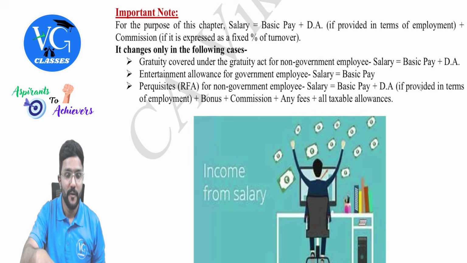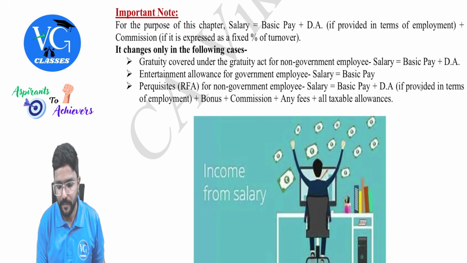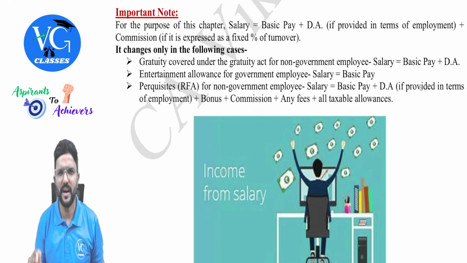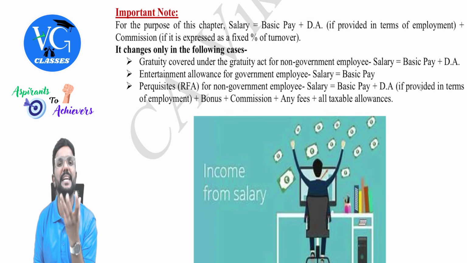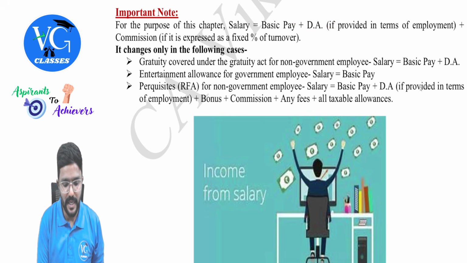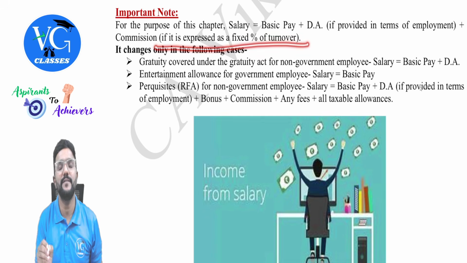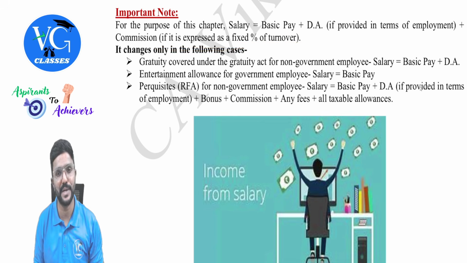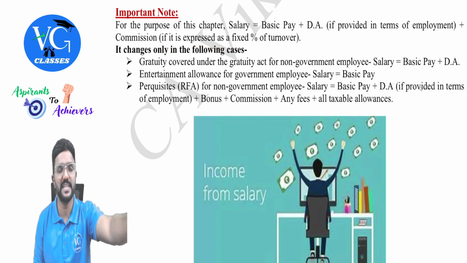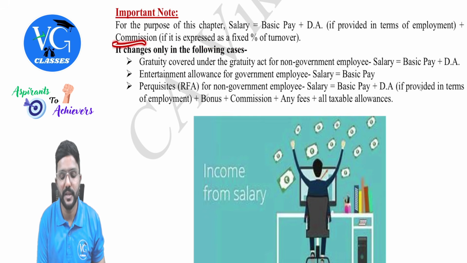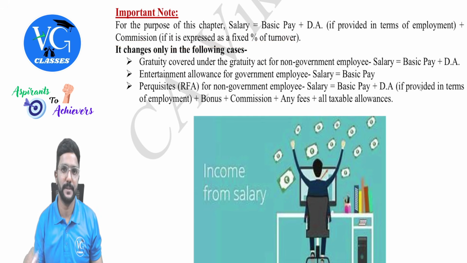For the purpose of this chapter, salary means basic pay plus DA if it is provided in terms of employment, or forming part of retirement benefit. That is, if DA is included while calculating the retirement benefit, we call it forming part of retirement benefit. Plus commission if it is expressed as a fixed percentage of turnover. Normally, this is paid to a salesman or someone engaged in marketing or sales, guys. Clear? For example, they will tell you whatever sales you achieve, we will pay 1% of that as commission. In that case, we call it commission expressed as a percentage of sales.